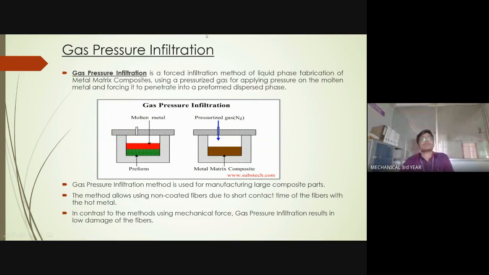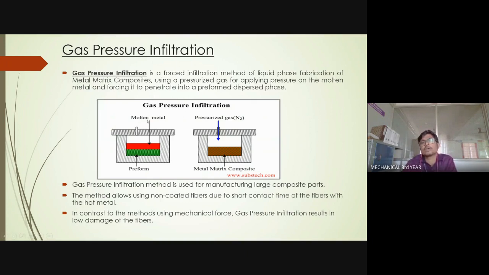So let us see what is happening here. Gas pressure infiltration is a forced infiltration method of liquid phase fabrication of metal matrix composites using a pressurized gas for applying pressure. You can see from this particular diagram, the green color portion becomes your preform, and the red color portion is your molten metal. When you are putting the molten metal, the density of the molten metal is higher, so that it won't get infiltrated in this particular dots. You can see some yellow dots over here. The yellow dots are nothing but your gap into which your molten metal has to be infiltrated. Since the density of your molten metal is higher, it is quite difficult to infiltrate the preform.